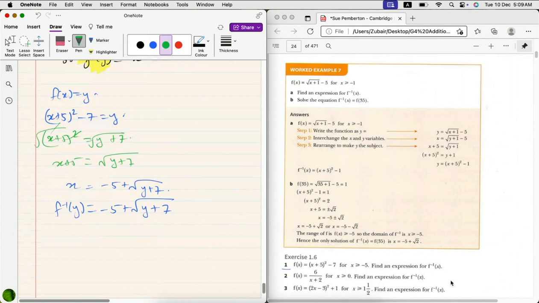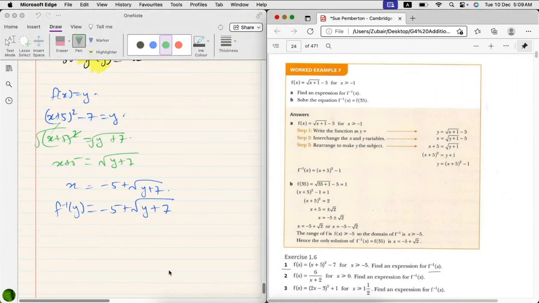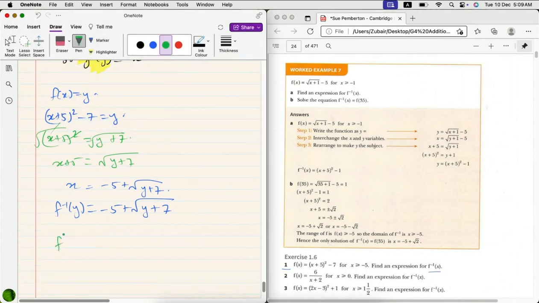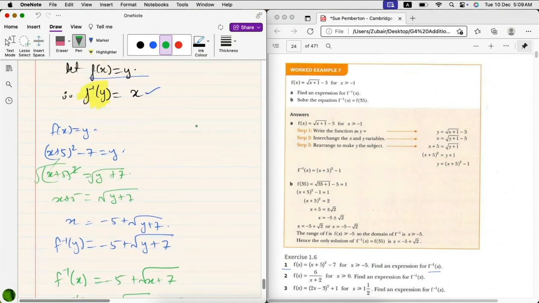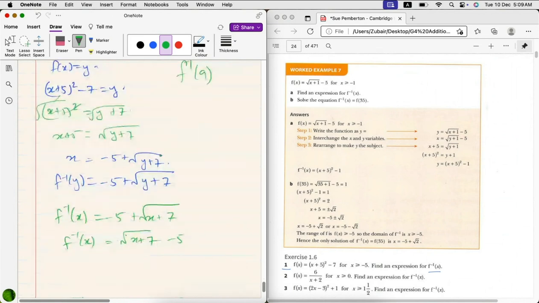And then the question was f inverse x. So we can finally replace: f inverse x is equal to minus 5 plus square root of x plus 7. How is both the x and the y the same? They're not the same. We substituted it. For example, the examiner would have asked f inverse of 9. Then I would have substituted 9 in this place.